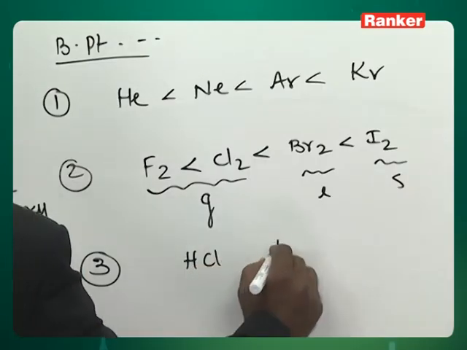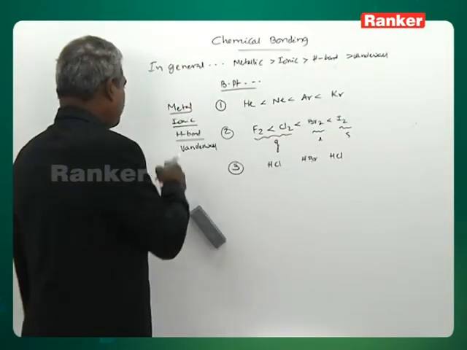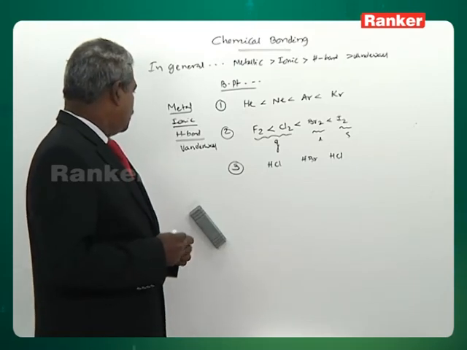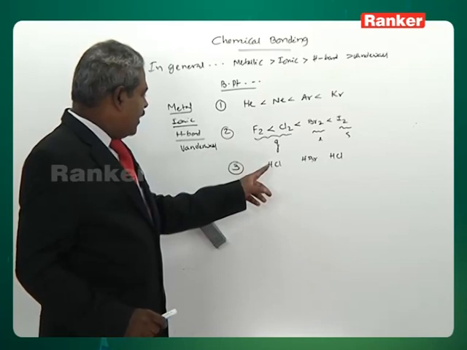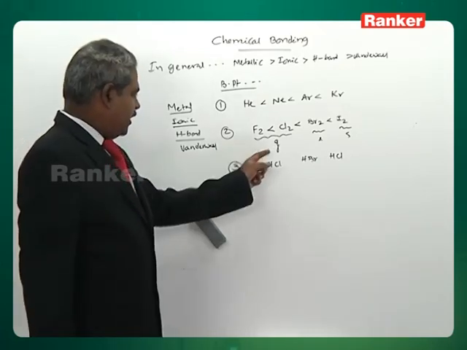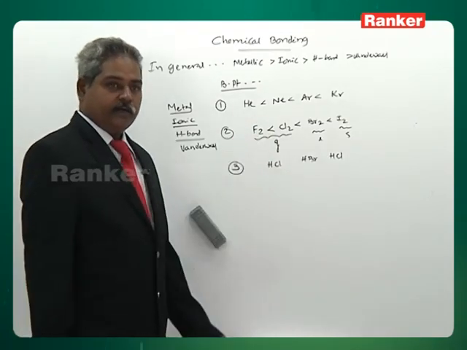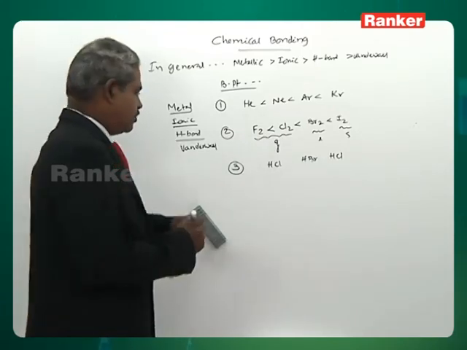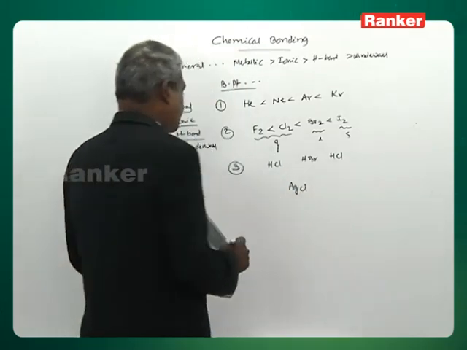HCl, HBr, HI. Once again, same logic. Are they metals? No. Are they ionic compounds? No. How can you say no metal, no ionic? HCl, is it ionic or covalent? I can say it's covalent because there is no metal. I am not saying if a metal is present, I guarantee it's an ionic bond. Suppose you ask me whether AgCl is ionic or covalent, perhaps I can't say.